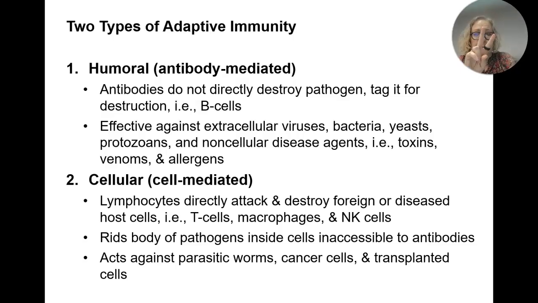There are two types, okay? You have humoral, which is antibody mediated. Antibodies do not directly destroy the pathogen. They tag it for destruction by B cells. This is very effective against extracellular viruses, bacteria, and toxins. And you have cell mediated. This is lymphocytes directly attacking and destroying foreign or diseased host cells. It rids the body of pathogens, and it acts against parasitic worms, cancer cells, and transplanted cells.